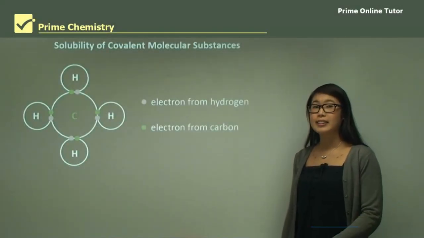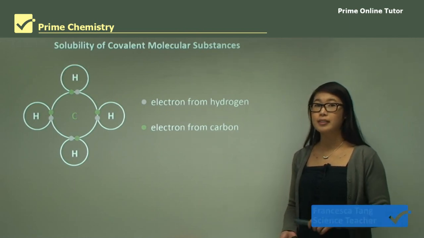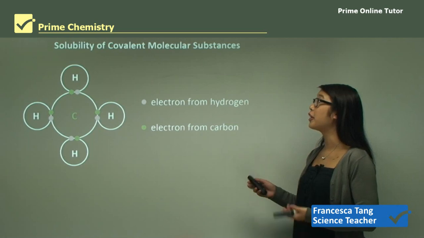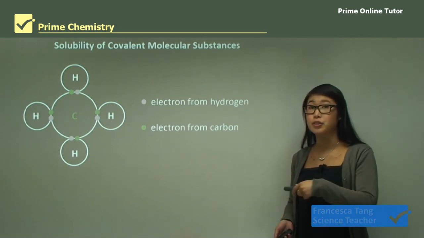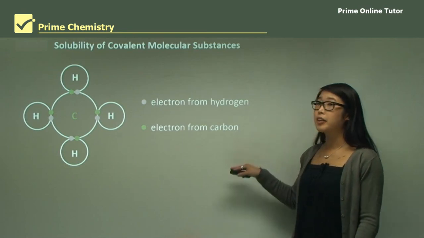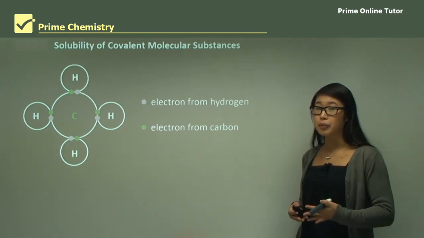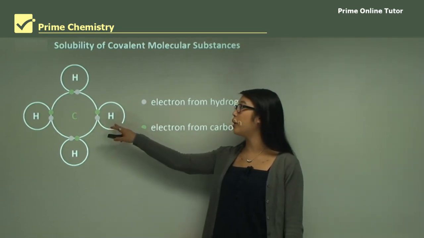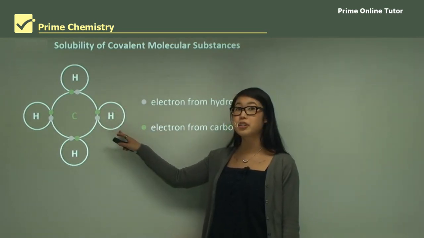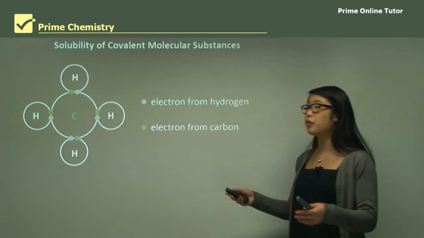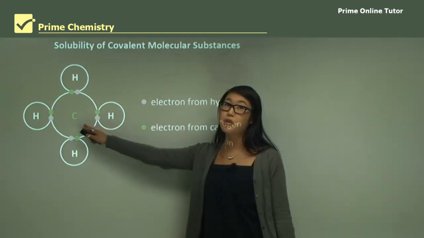Hey guys, last lesson we were looking at ionic compounds and how they dissolve in water, and this lesson we'll be focusing on covalent molecular substances and how they dissolve in water. Just to remind you, covalent bonds are involved inside a molecule, not between molecules, and it's a sharing of electrons. So one electron is from the hydrogen, one electron is from the carbon here, and then they share the electrons to form a covalent bond.